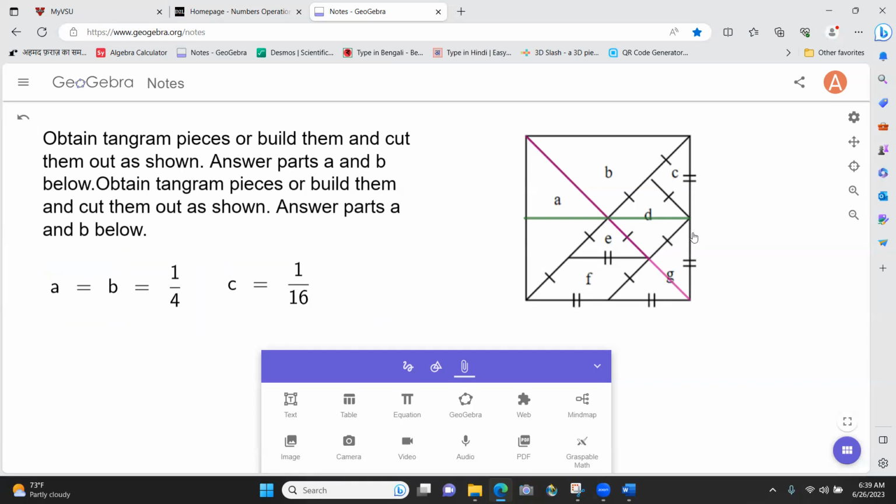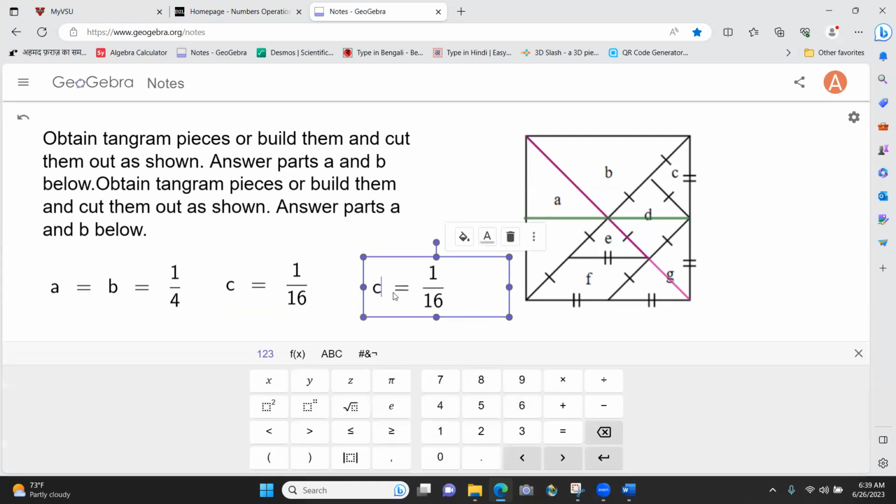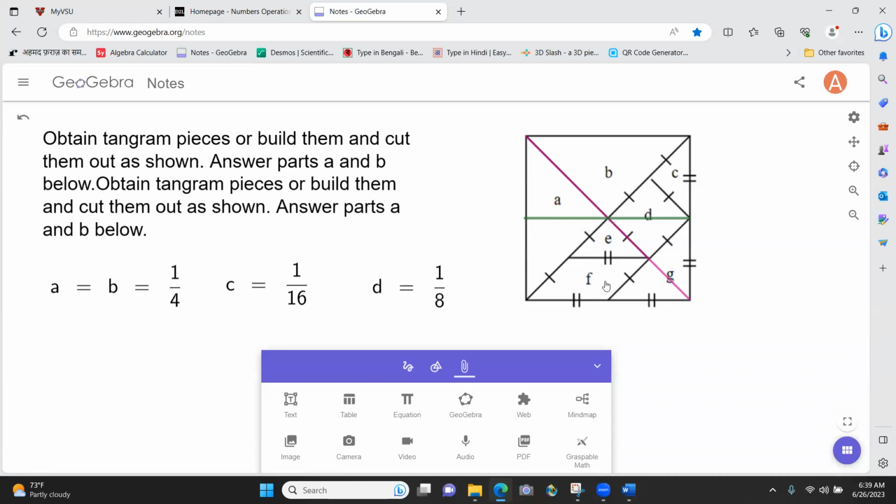All right. Now, D is 2 times C because part of D is the same as C. This part of D is the same as C. So basically D is 2 times C. 2 times C is 1/8. So D is 1/8. That's easy. All right. Now we're going to move forward. Now this one is a little more challenging here, but it's not as bad as you think.